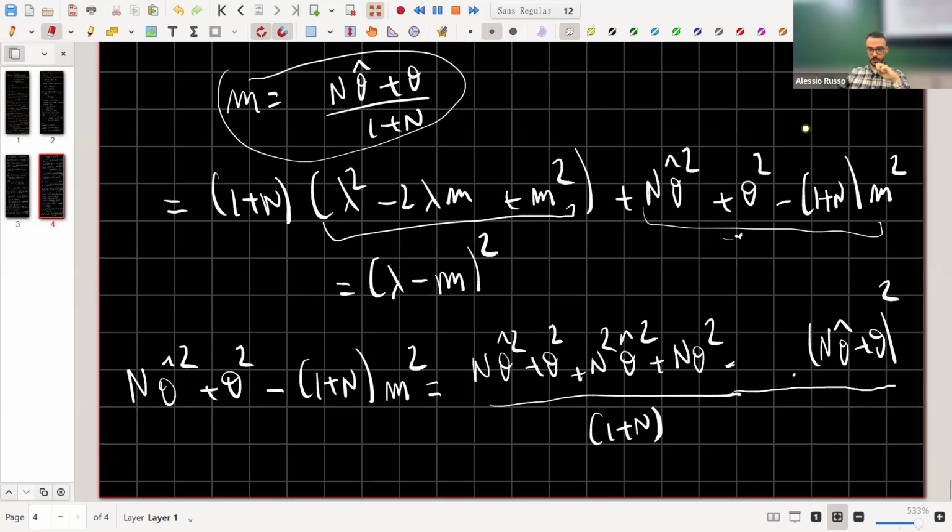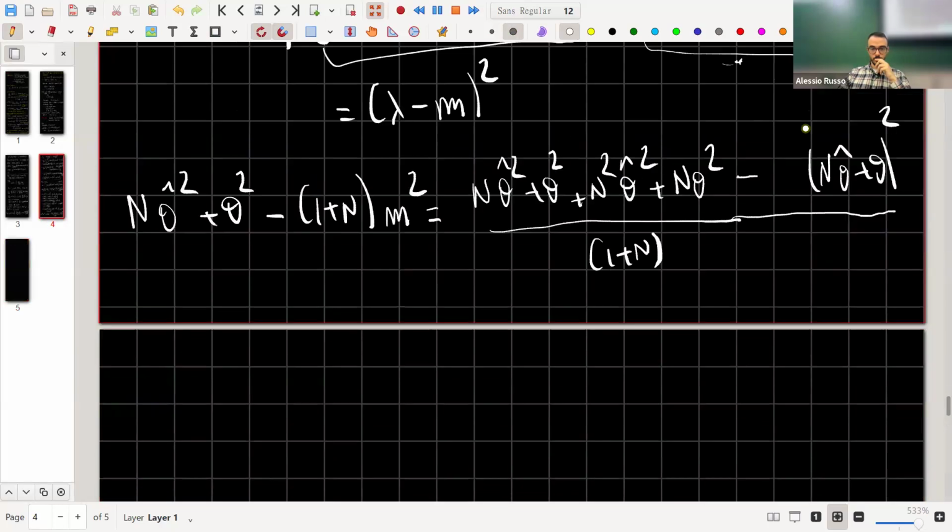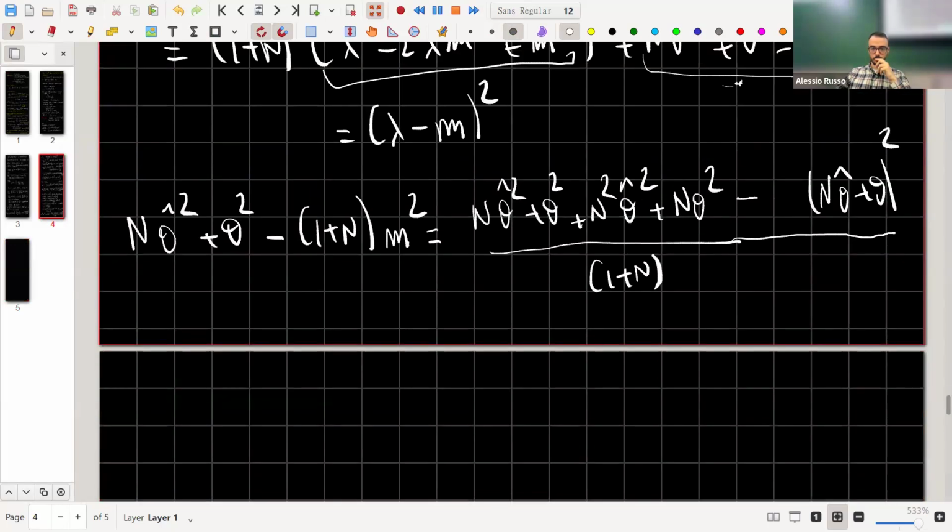Sorry, we don't have this term anymore because it's simplified. Because we have 1 plus n here, this is m squared, and it simplifies with this quantity. And here it's a minus. Okay. So we can see that there will be some simplifications. I will write the full expression.